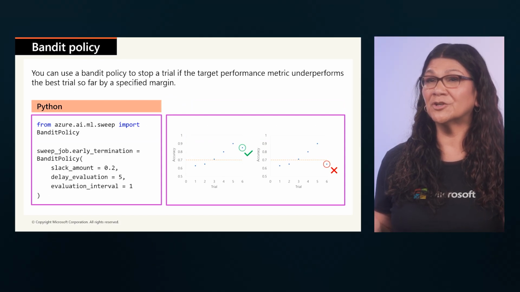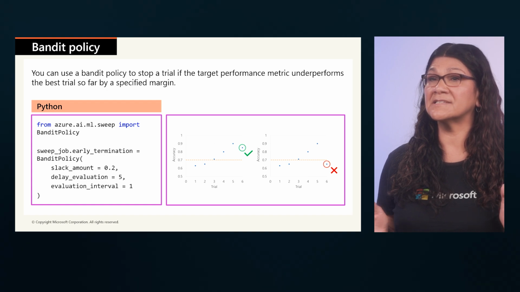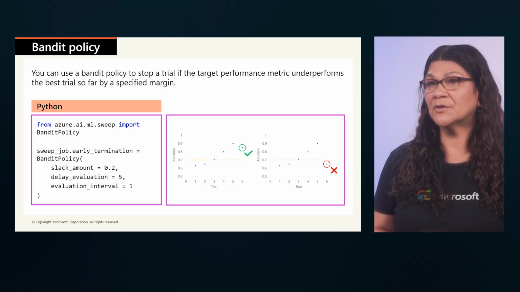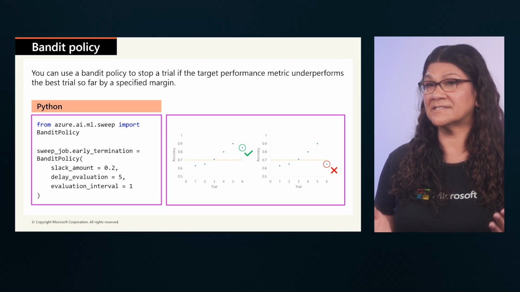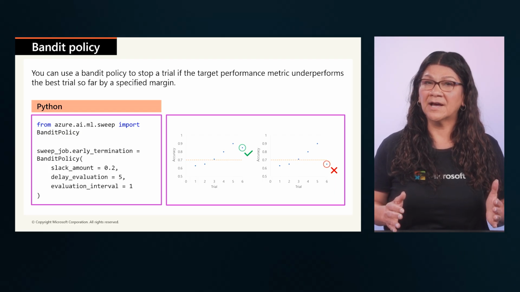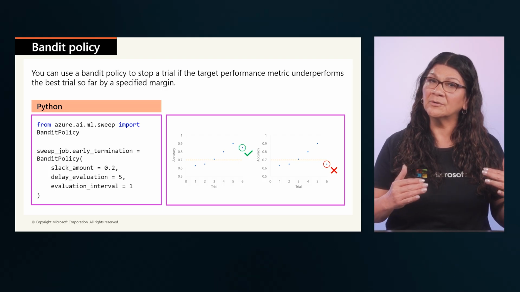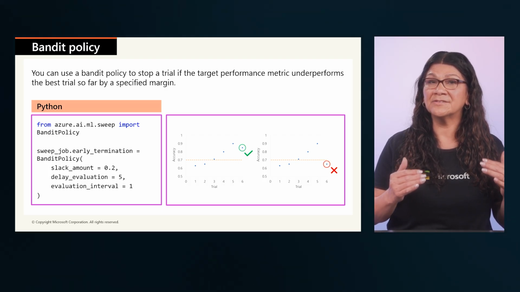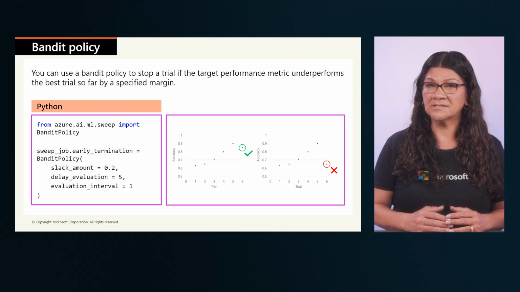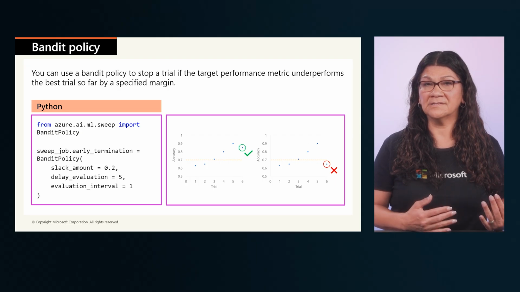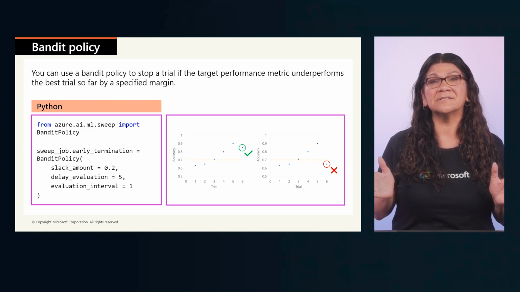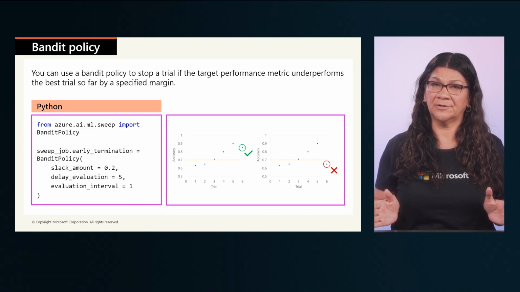The bandit early termination policy helps a sweep job drop weak trials early so compute resources focus on the configurations most likely to succeed. In Azure Machine Learning, a bandit policy stops a trial if its performance falls below the best model so far by a defined margin. For example, the code here applies a bandit policy for a delay of 5 trials, evaluates the policy at every interval, and allows an absolute slack amount of 0.2.